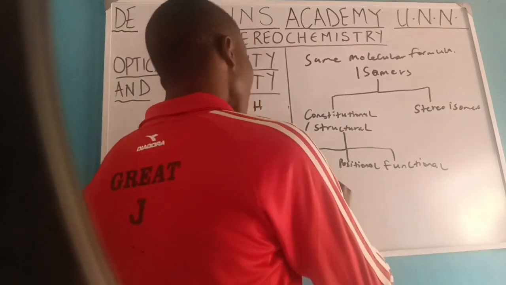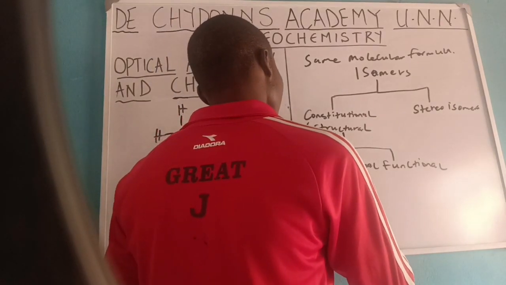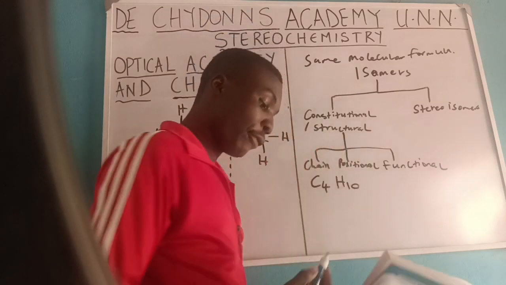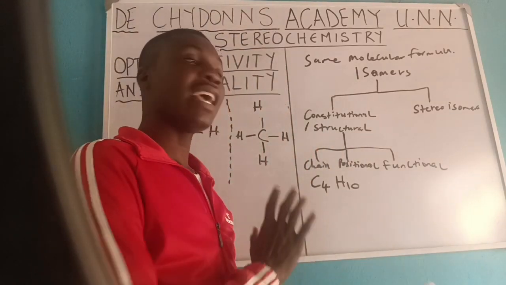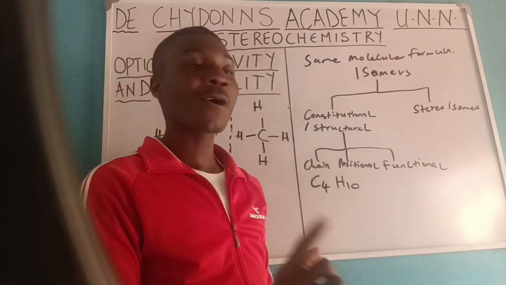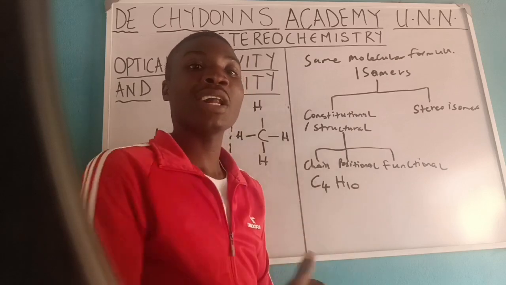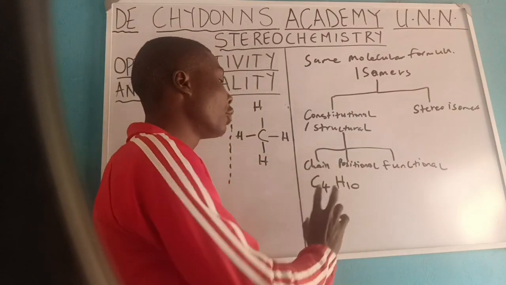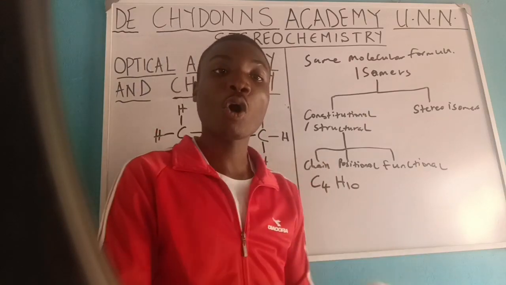For you to understand appropriately, I'm going to be giving a very good example. For example, a compound that has the molecular formula C4H10. C4H10 happens to be a molecular formula for a compound, but we are going to draw out two compounds that have this same molecular formula, and then you see what I meant by chain isomerism being a function of the difference in the structure of the carbon chain.